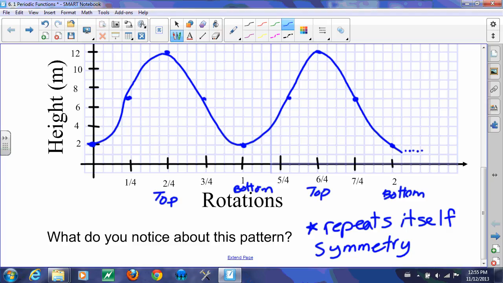Now we're going to get introduced to what we call a periodic function and different parts of a function. So I'm going to flip over to the next page.